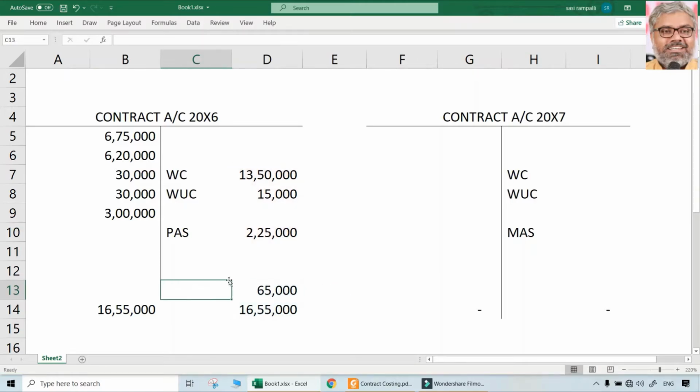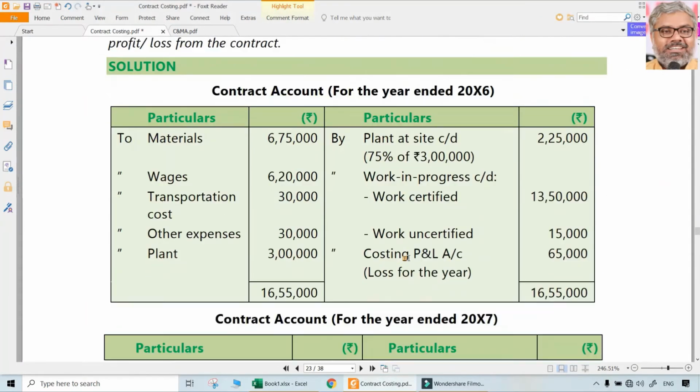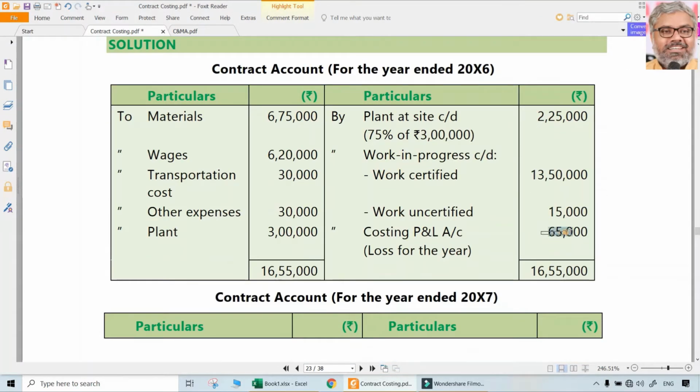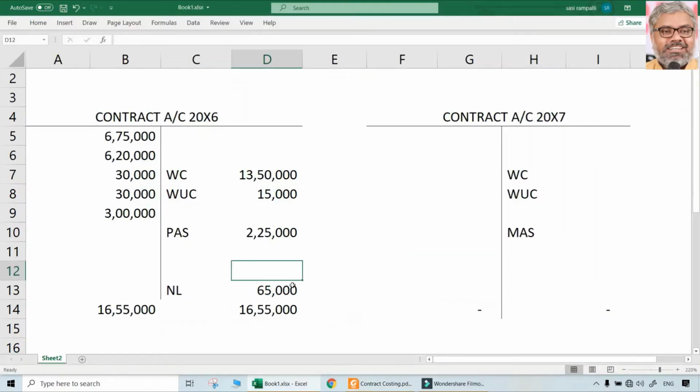So what is the notional loss? 65,000, that was for the first year. That is the cost that will be transferred to the costing P&L account for that year. So that is 65,000, the first year's notional loss done.